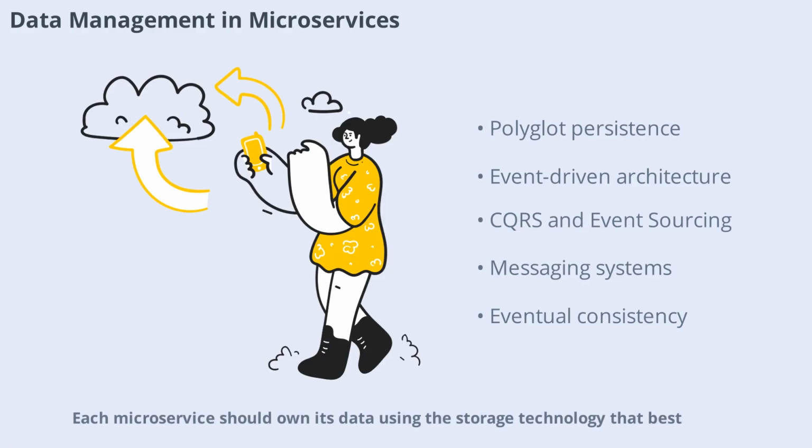Each microservice should own its data, using the storage technology that best fits its needs. This is called polyglot persistence. Avoid sharing databases between services to maintain independence and scalability. For cross-service data needs, use adapter services or event-driven architectures to synchronize and share information. Patterns like event sourcing and CQRS can help manage complex data flows and ensure consistency. Messaging systems like JMS, RabbitMQ, or Kafka enable reliable, asynchronous communication between services, supporting eventual consistency and decoupled interactions.